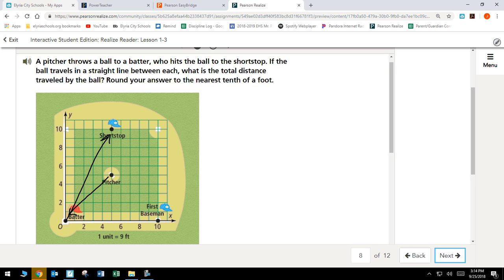And we want to round our answer to the nearest tenth of a foot. So, to find out the distance between the pitcher and the batter, the first thing I need to know is their coordinate points. So the pitcher is located at 5, 5, and the batter is at the origin, or 0, 0, and the shortstop is at 5, 10.